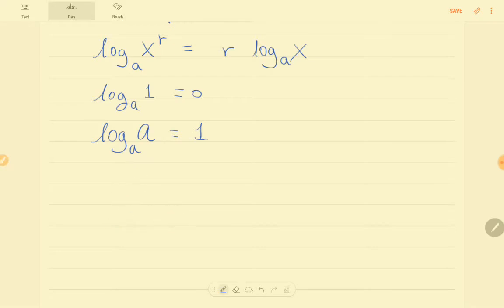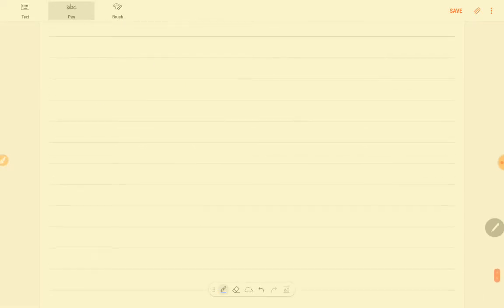So those are our properties that we're going to be using in order to answer some questions. But we're going to start off with just rewriting logarithms using those properties. Actually, I want to do one like this with letters in it.